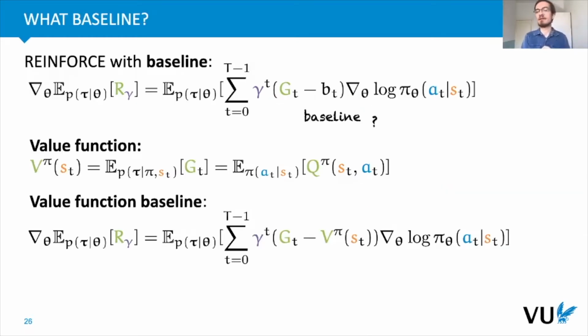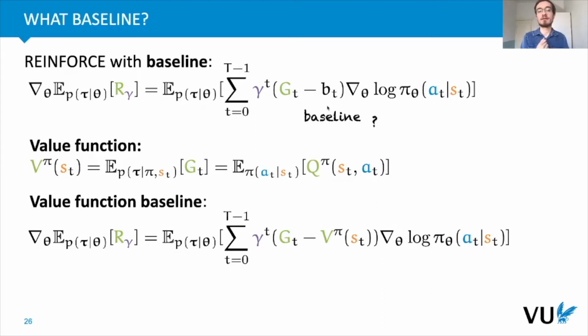Right, so that's very nice. We now know a way to change this objective function by simply subtracting some value b that doesn't depend on the action. So what should this value be?